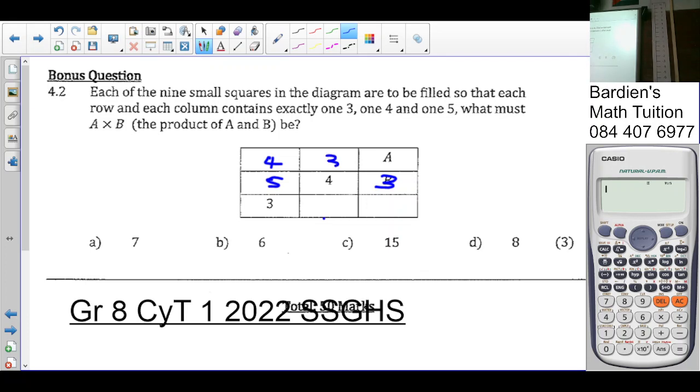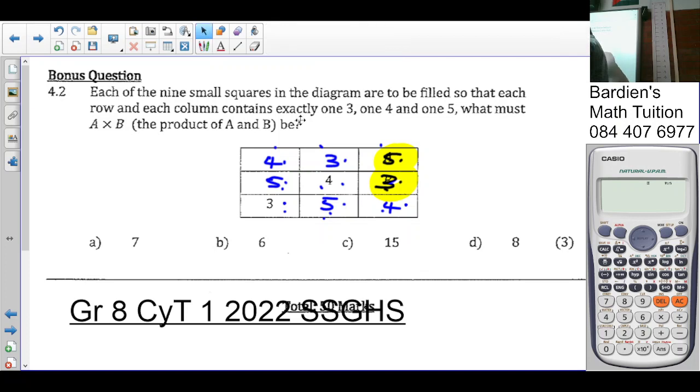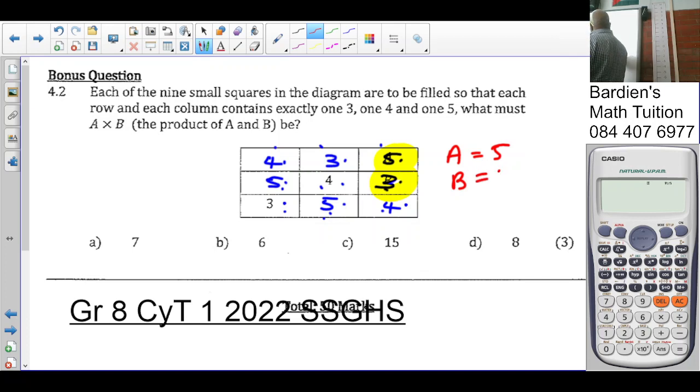This could be a 3, a 5. And now we need to check that it is correct. So there's 3, 4, 5, 3, 4, 5, 3, 4, 5 across. 4, 3, 5, 4, 3, 5. Right, so that is correct. Now we need to know what this is and what that is. So in other words, your A value is 5 and your B value is 3.